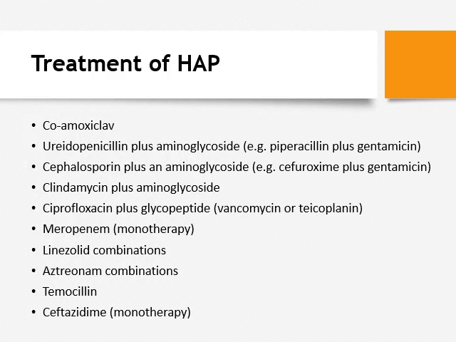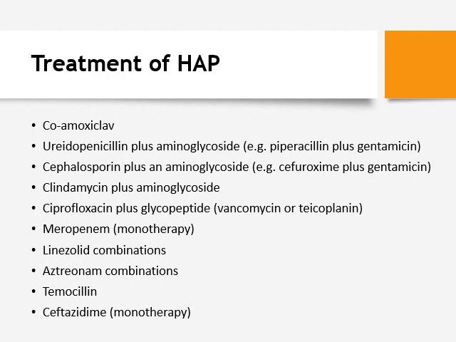Finally, we have the treatment for hospital acquired pneumonia, that is one of the most serious infections, and the microorganisms are resistant to most of the antibiotics. So in these situations, mostly we have to go for combination therapies or broader spectrum antibiotics. Firstly we can administer co-amoxiclav. Also we will have to go for the culture sensitivity test. Otherwise we can go for ureidopenicillins along with aminoglycosides like piperacillin plus gentamicin.